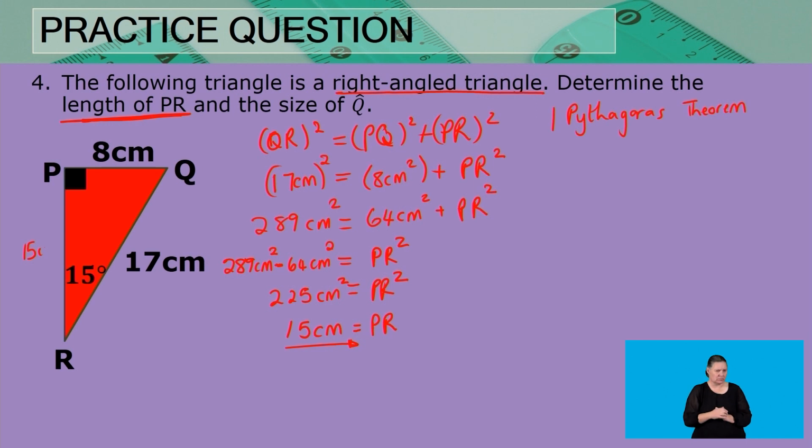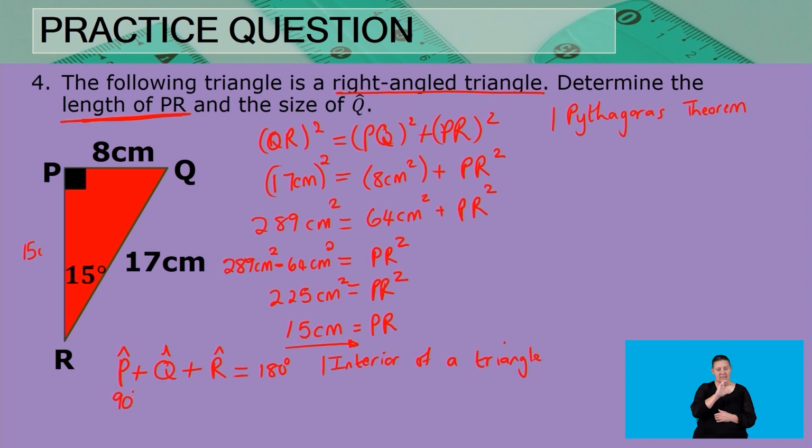Now, what about the size of Q? As you can see there, we have angle P, which is an interior angle of this triangle, and it's been shown to be 90 degrees. Then we are looking for angle Q, and we have angle R. And all of these angles add up to 180 degrees, because they are all interior angles of a triangle. So angle P is 90 plus angle Q, which is the one that we are looking for, plus angle R, which we have been given as 15 degrees.